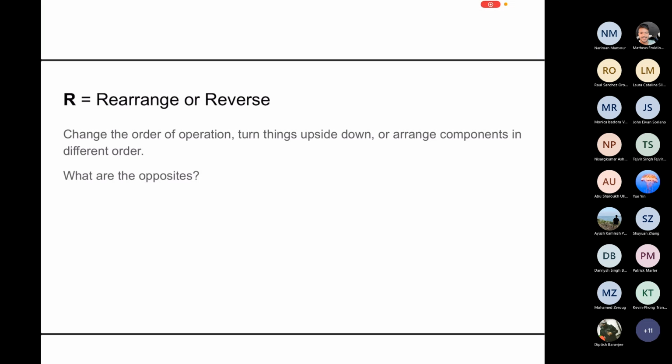And rearrange or reverse. If I rearrange, let's say, the modules in my application in a different way, if I arrange the screens in a different way, will it streamline the process? Will it minimize the errors of the users? So this is what we can think of.